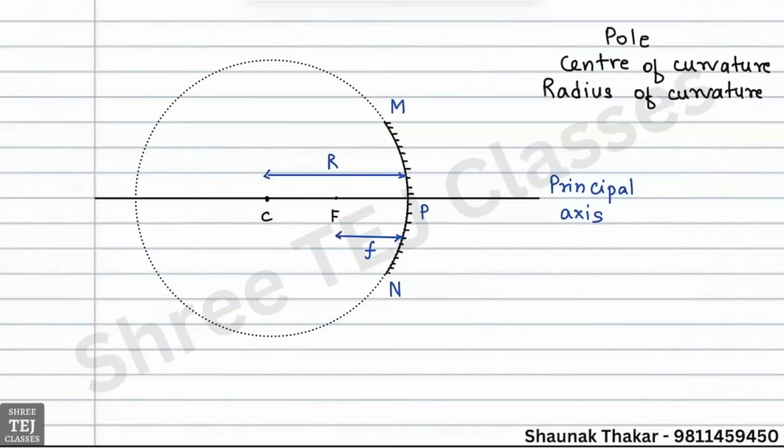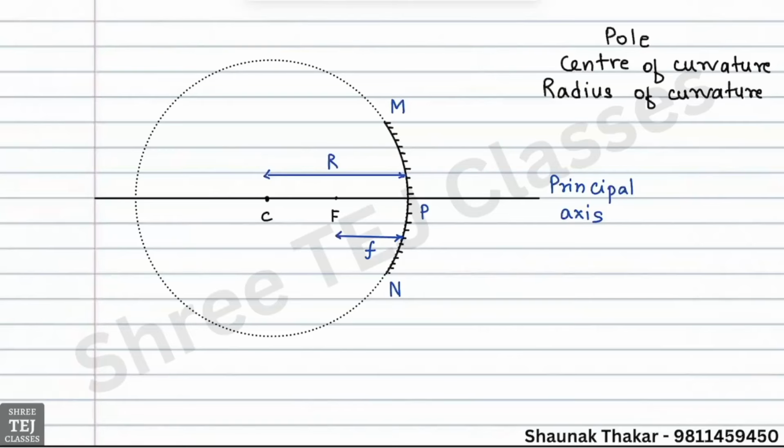So the pole is the center of the mirror, or the center of the reflecting surface. C is the center of curvature, the center of the sphere of which the mirror was a part. R, which denotes the radius of curvature, is the radius of that sphere. And we can clearly see that the radius of curvature R is the distance between point C and point P.